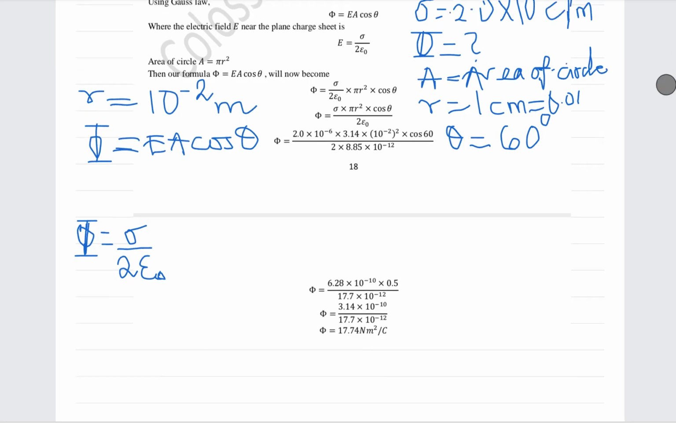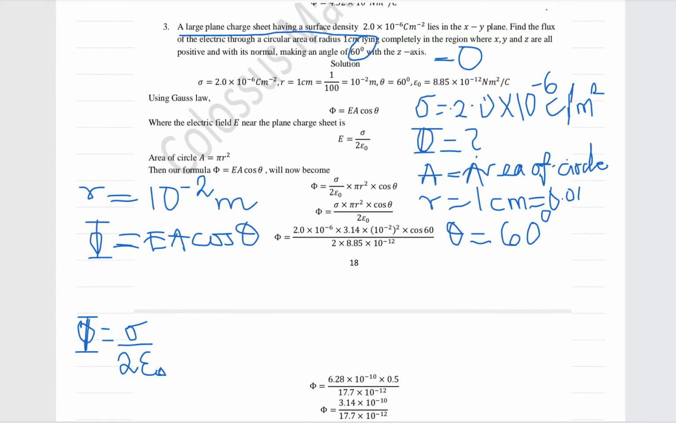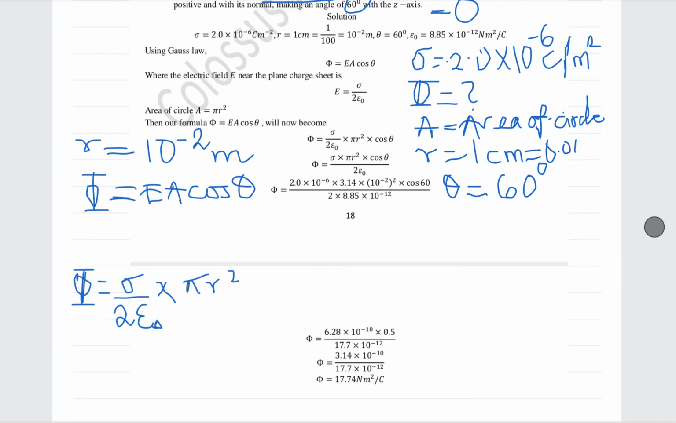What did it say in the question? They said circular area. So our A is the area of a circle. What's the formula for the area of a circle? Pi r square. That's the formula for the area of a circle. I hope you are following.